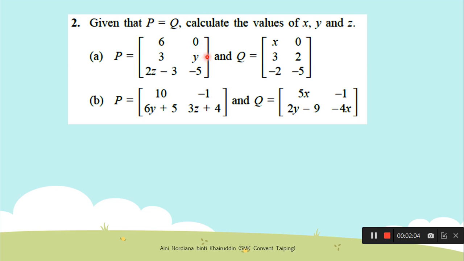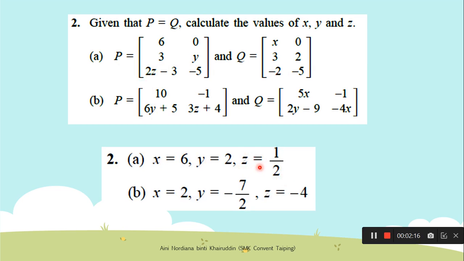For Y, Y is equal to 2. And 2Z minus 3 is equal to negative 2. So that we can calculate the value of Z. So the value of Z is 1/2. Okay, if you're not clear, I will show here.